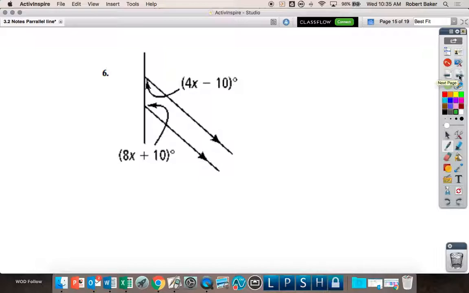Well, those lines are parallel. These lines are parallel, that's huge. So again, you have to know that those two make 180 because they are same side interior angles. 8x plus 10 plus 4x minus 10 equals 180. So it's 10 minus 10, 0. They cancel each other out.